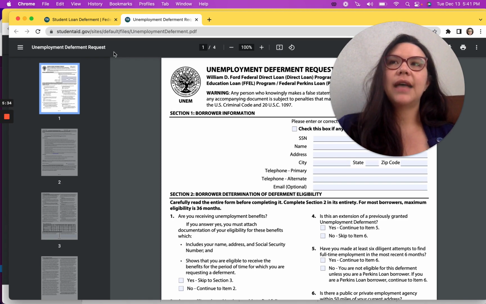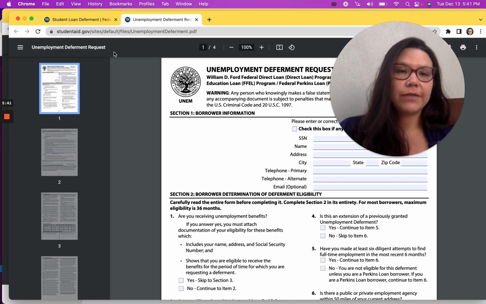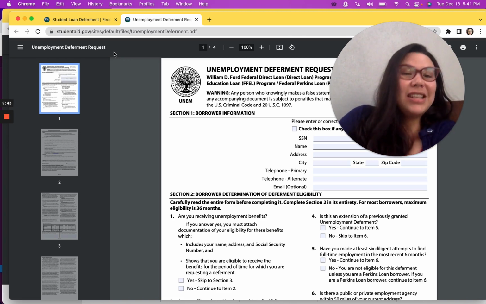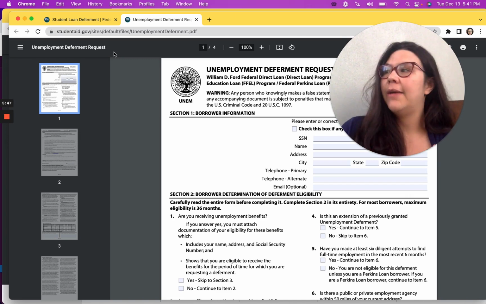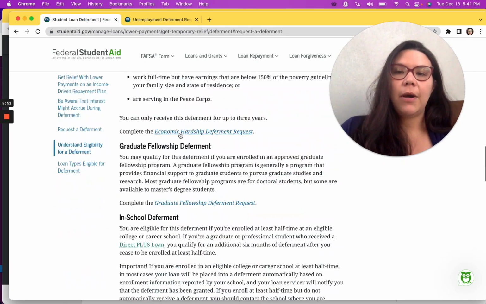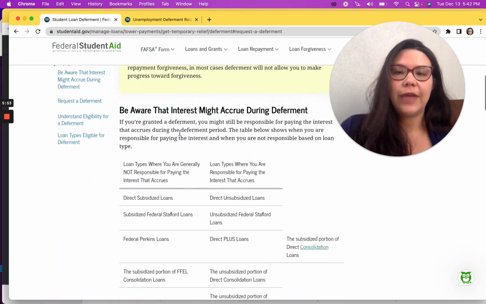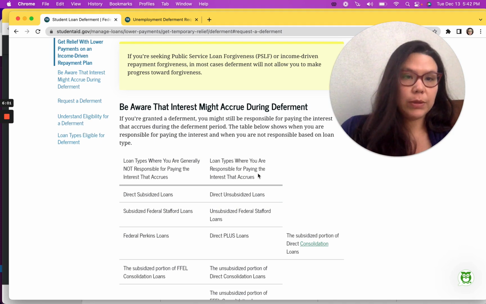I want to debunk a few questions and myths. The myth I hear is, oh, interest doesn't accrue on your student loan while you're in unemployment deferment. I've even seen news articles written about it. That is not true, okay? I want to address that first and foremost. Even the Department of Ed website says there are loan types where you generally are not responsible for paying the accruing interest while you're in deferment, and then there are loan types where you are responsible.